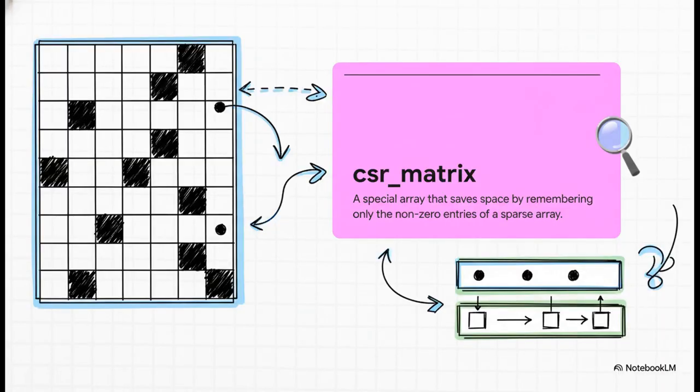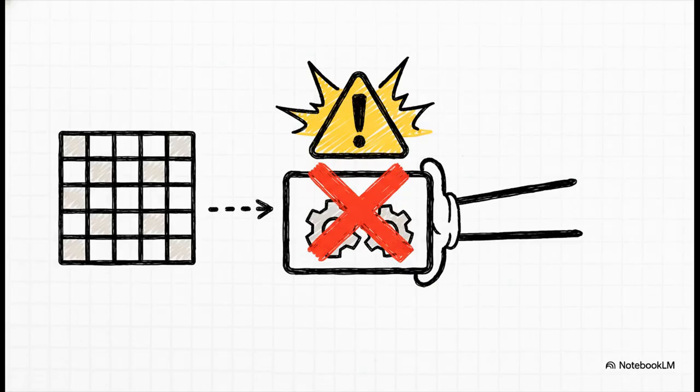And to handle it without using up a ridiculous amount of computer memory, we use a special format. It's called a compressed sparse row matrix, or CSR matrix. And it cleverly only keeps track of the non-zero numbers and where they are. And here's the catch. Here's where we hit a wall. If you try to feed one of these super efficient CSR matrices into the standard PCA tool we just used, it's going to give you an error. It just wasn't built to handle that sparse data format.